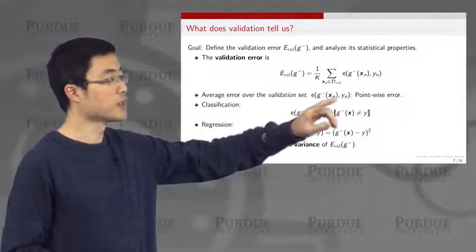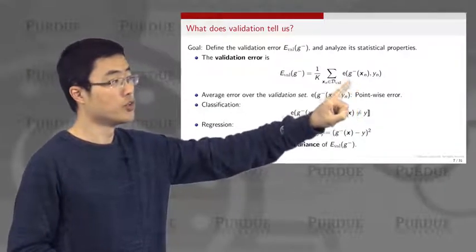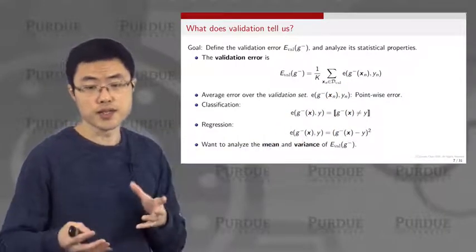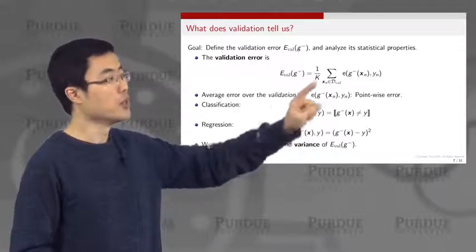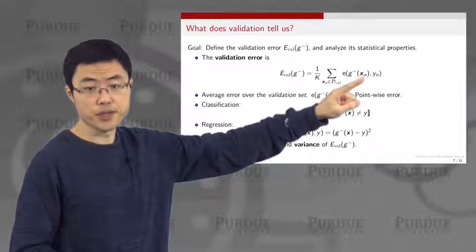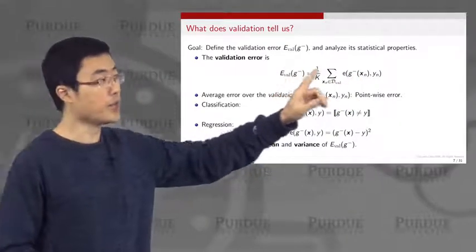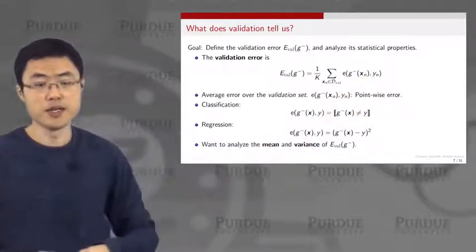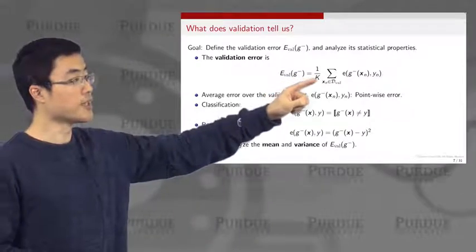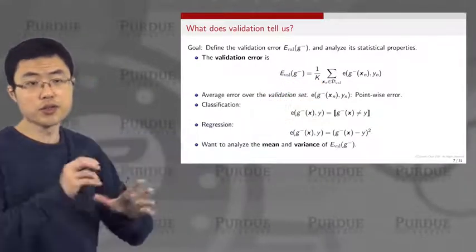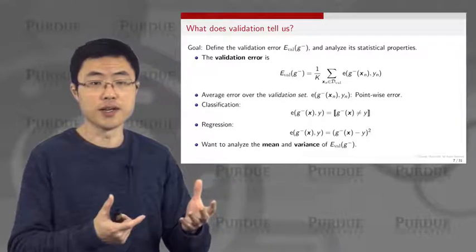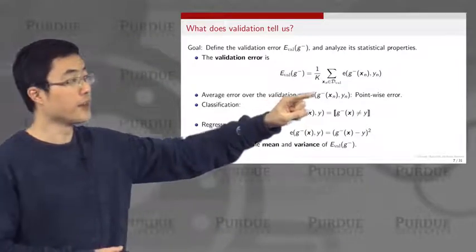The validation error is defined in this way. You take your G minus, which is your hypothesis learned using the training set without the validation part. You evaluate your error using the samples xn. So you get the xn, and then you compute the error. Each E will be the point-wise error for each xn. And then you sum over all the xn's inside your validation set. So now you're not summing over the whole training set, because you want to evaluate the validation error, and so you want to evaluate all the xn's from the validation set.